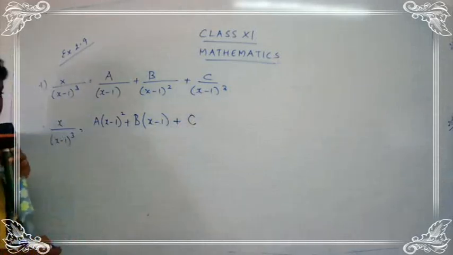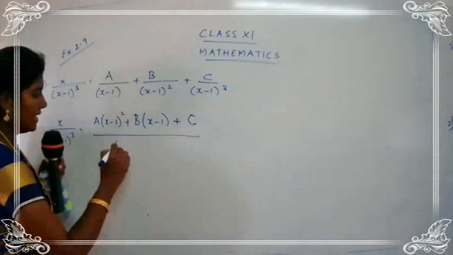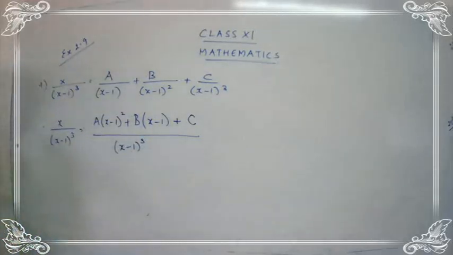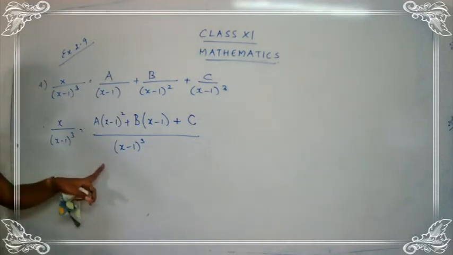No need to do any changes over here. x upon x minus 1 the whole cube. So what you get here? x upon x minus 1 the whole cube is equal to a x minus 1 the whole square plus b x minus 1 plus c upon x minus 1 the whole cube. Now we have made the common denominator, that is we have the same denominator on the LHS part and also on the RHS part.